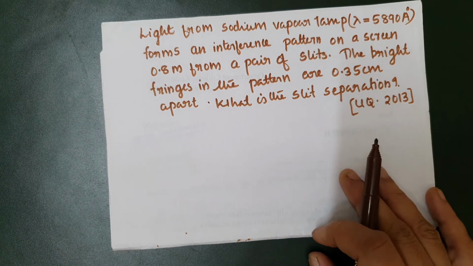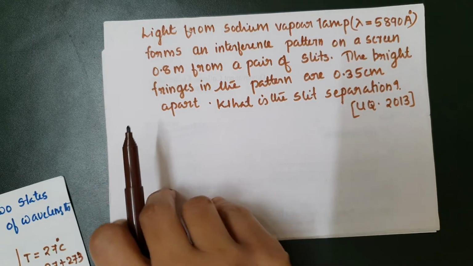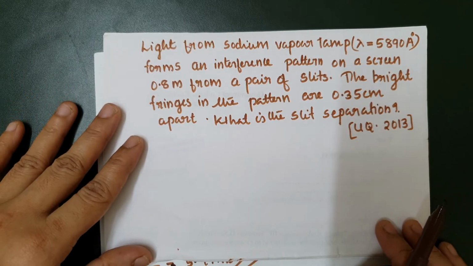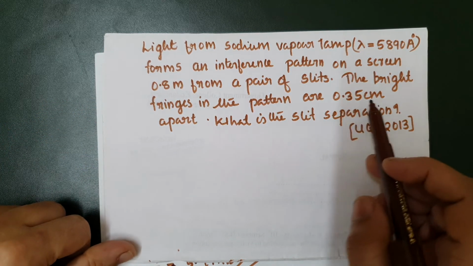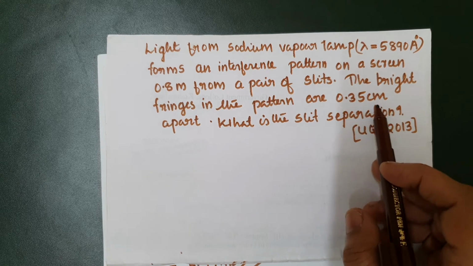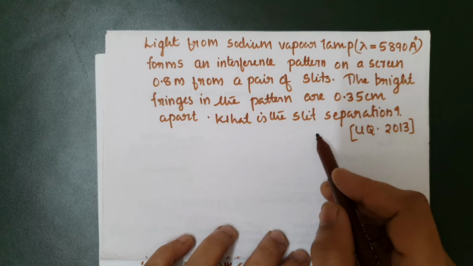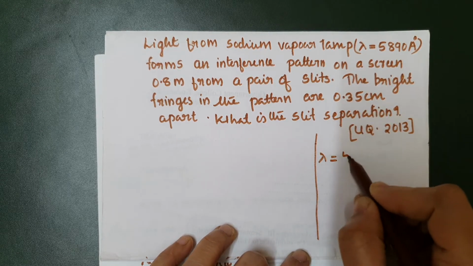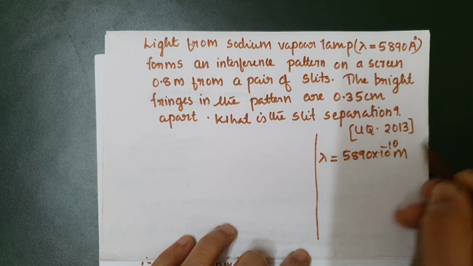And the second problem is, light from a sodium vapor lamp, lambda is 5890 angstrom, forms an interference pattern on a screen 0.8 meter from a pair of slits. The bright fringes in the pattern are 0.35 centimeter apart. What is the slit separation? So here the data given is, lambda is 5890 into 10 raised to minus 10 meter, given in angstrom.